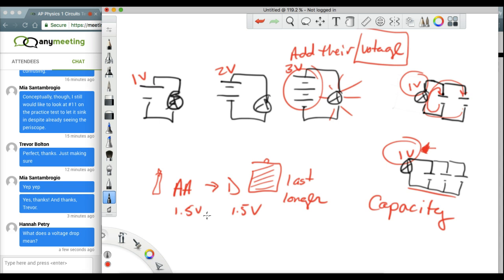Hannah says, what does a voltage drop mean? So a voltage drop, if you remember Kirchhoff's loop rule, says that the sum of the voltage rises, and anytime we go from a negative to a positive side on a battery, we're going to have a voltage rise. We're going to give that charge energy. So in this case, it would be plus 1 volt when I go from the negative to the positive side of the battery. Now when I go around the circuit, anytime I cross a resistor, that resistor is going to slow down the electrons, and by slowing the electrons down, it's going to take energy away from them. So it's going to drop the voltage.